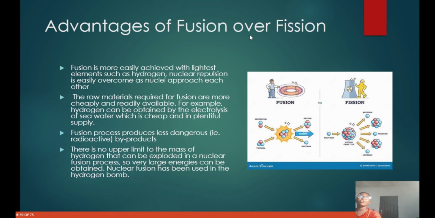Advantages of fusion over fission. Fusion is more easily achieved with the lightest elements such as hydrogen. Nuclear repulsion is easily overcome as nuclei approach each other. The raw materials required for fusion are cheap and readily available. For example, hydrogen can be obtained by the electrolysis of seawater, which is cheap and in plentiful supply. Fusion processes are less dangerous in their radioactive byproducts. There is no upper limit to the mass of hydrogen that can be exploded in the nuclear fusion process, so very large energies can be obtained.